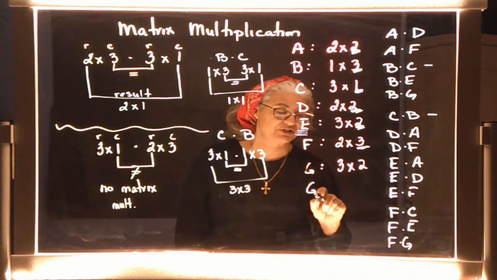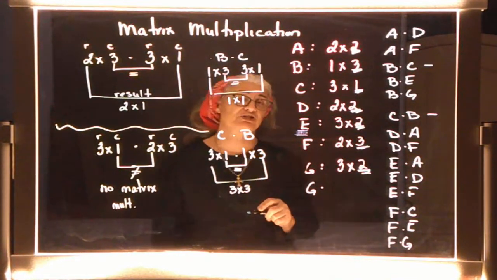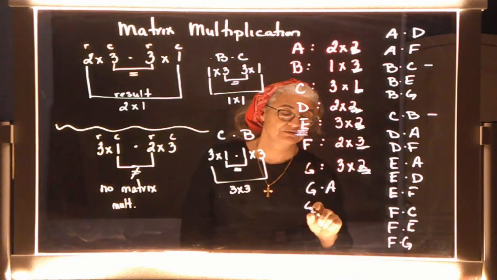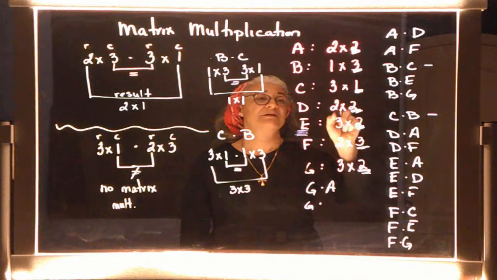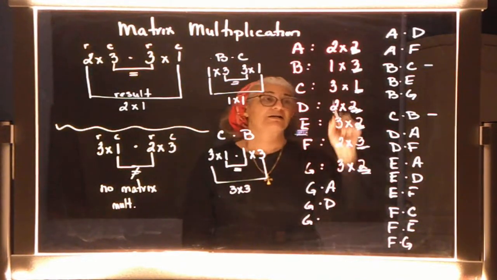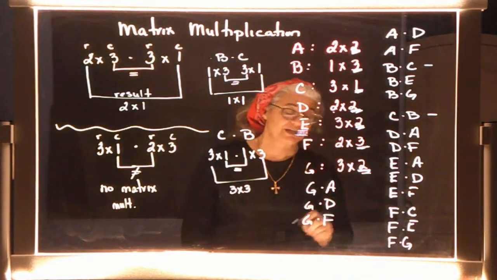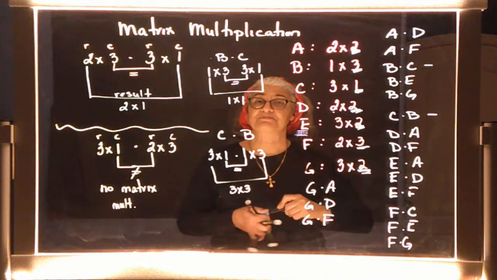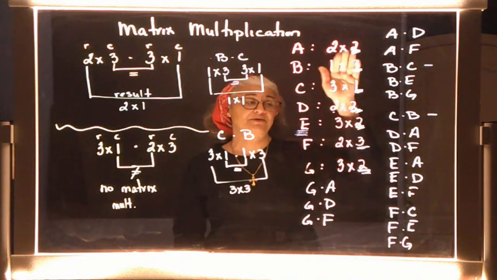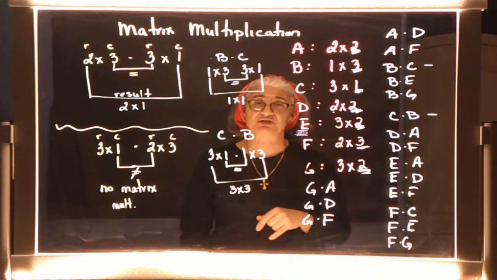Okay, matrix G. It ends in a 2. What can we multiply matrix G by? A, since it starts with a 2. What else? D, it starts with a 2. What else? Yeah, F, because it starts with a 2. And that's about it, isn't it? So we have, based on these 7 matrices and their orders, these are all the multiplication problems that we can do with those 7 matrices.